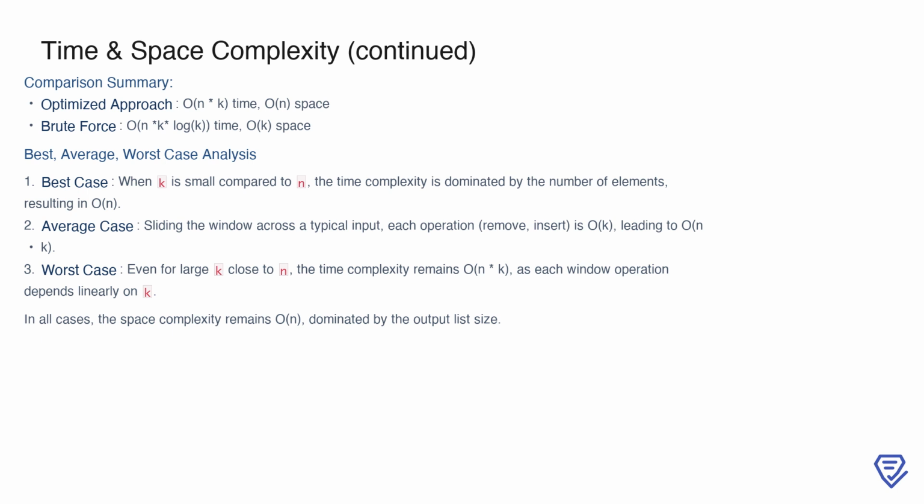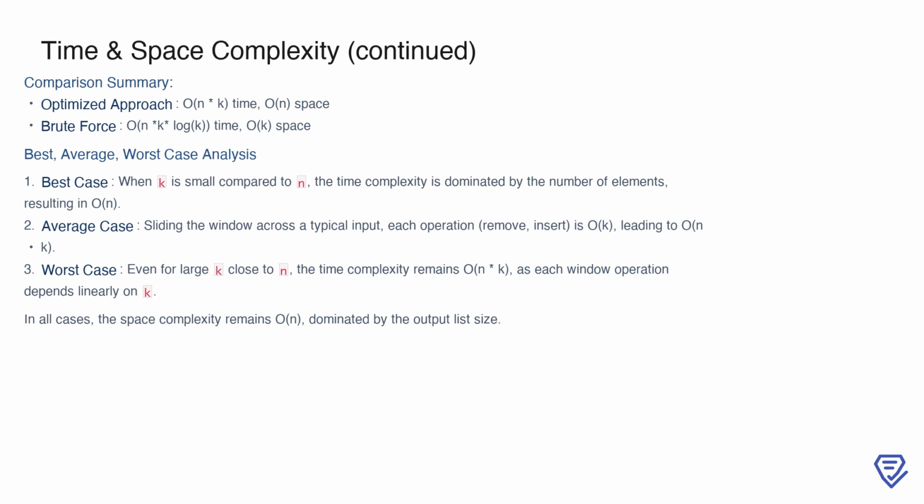Looking at best, average, and worst case scenarios, the best case arises when k is small compared to n, meaning the time complexity is dominated by O(n). In the average case, sliding the window across the array involves O(k) operations for each step, resulting in O(n * k). Even in the worst case, when k is large and close to n, the time complexity remains O(n * k), because every window operation still depends linearly on k.